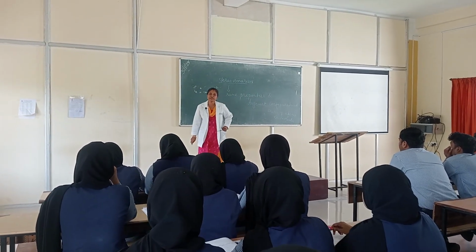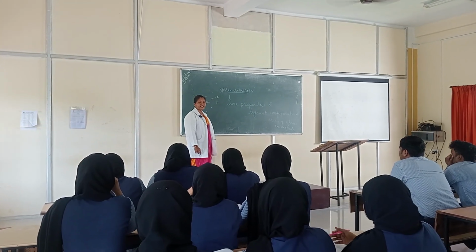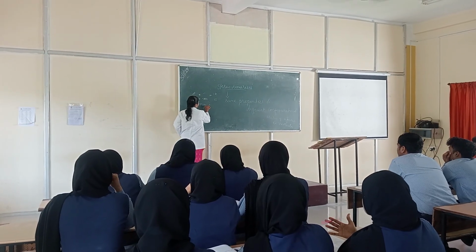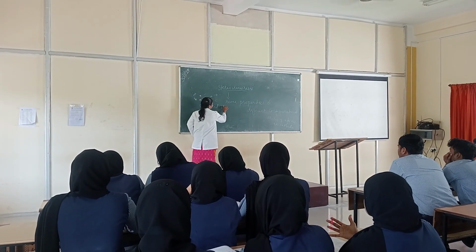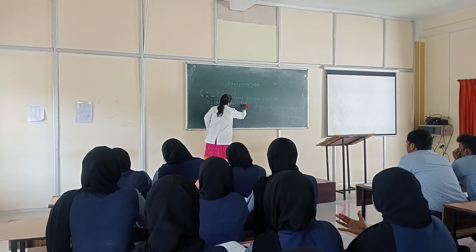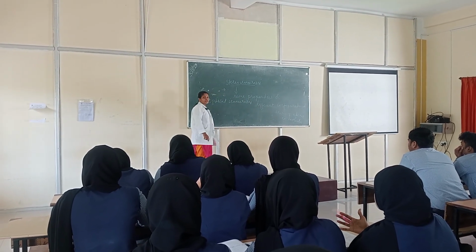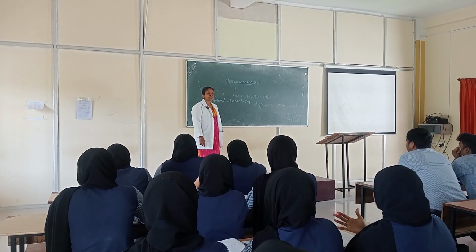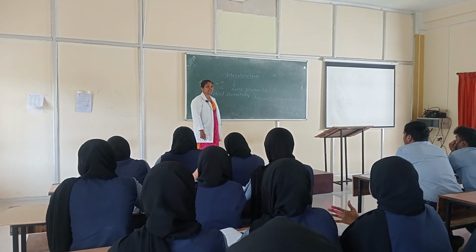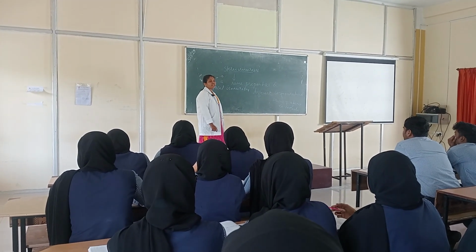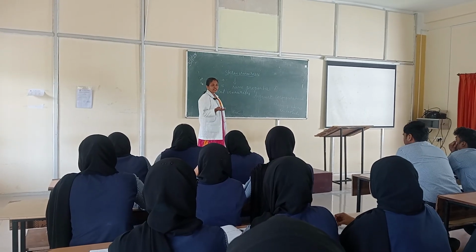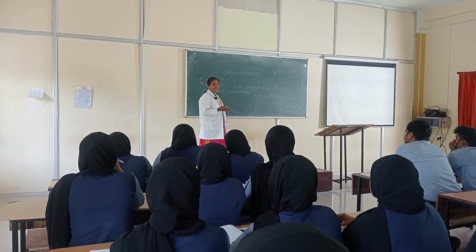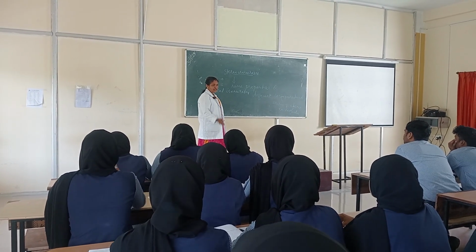Stereoisomerism we can divide into two types: one is optical isomerism and the other is geometrical isomerism. Before that, what is optical isomerism? Optical isomerism is when the sample rotates plane polarized light, either to the right side or to the left side. Right side rotation means dextrorotatory and left side means levorotatory.